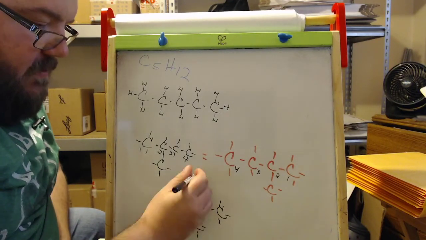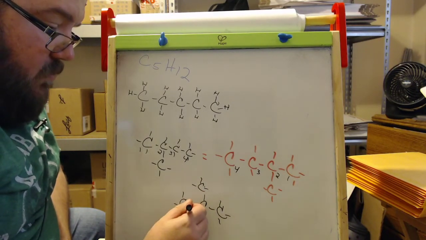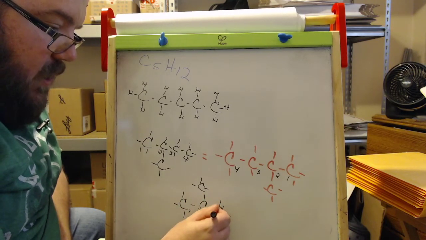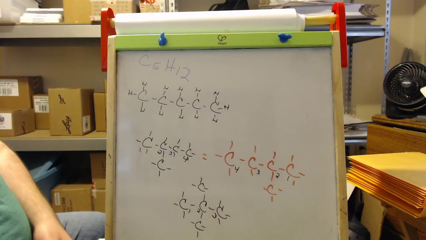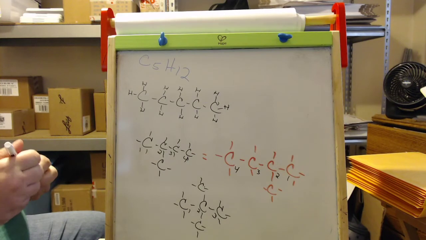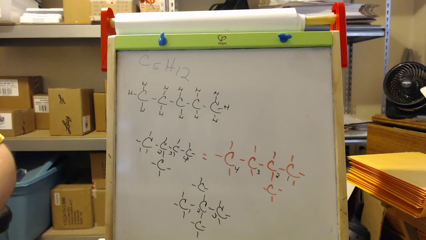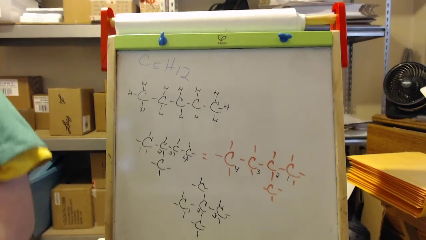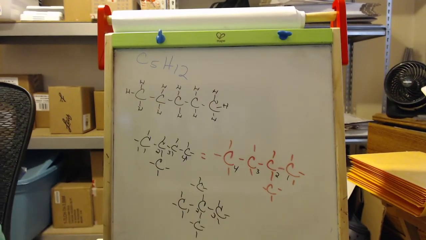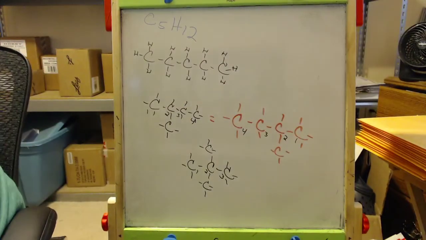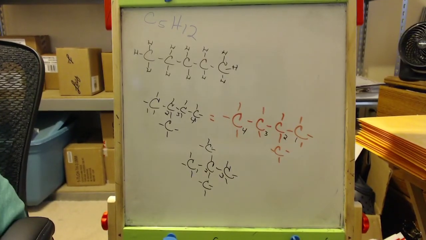We could call this my chain or this my chain. 1, 2, 3, like so. And we have our 3 isomers of C5H12. Structural constitutional isomers. Same chemical formula, different bonding arrangement. Okay. Questions on that?